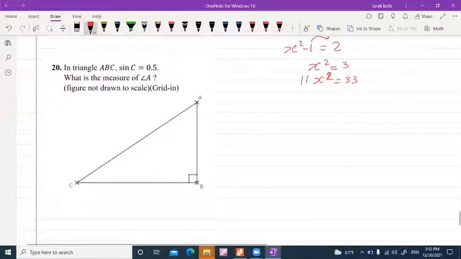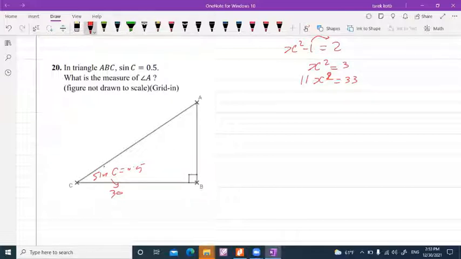In triangle ABC, sine C equals 0.5. What's the measure of angle A? Sine of this angle, sine C, sorry, equals 0.5. We remember that sine of an angle equals 0.5 means half. That means this is a famous angle. It is 30, so this angle should be 30, because sine 30 is half. This is a famous angle, so this will be 60, of course.